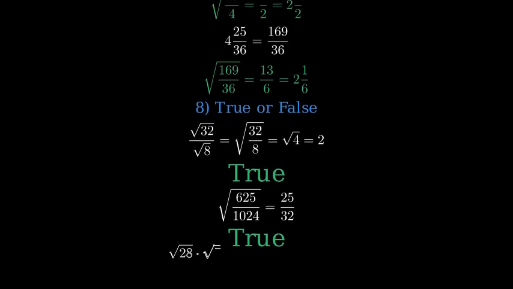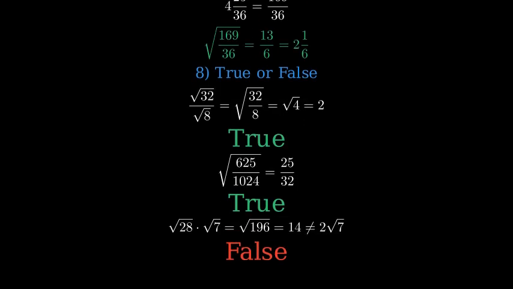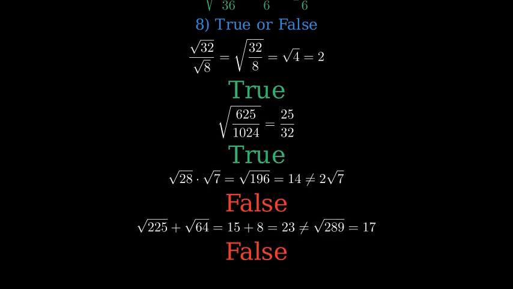True. Statement 3. The square root of 28 times the square root of 7 equals 2 root 7. The left side is the square root of 196, which is 14. 2 root 7 is about 5.29. Not equal. False. Statement 4. The square root of 225 plus the square root of 64 equals the square root of 289. 15 plus 8 equals 23, while the right side is 17.